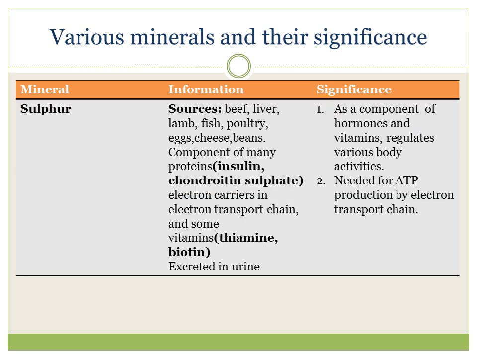The next mineral is sulphur. Sources of sulphur are beef, liver, lamb, fish, poultry, eggs, cheese, beans, etc. And it is a component of many proteins such as insulin and chondroitin sulfate. It is also a component of electron carriers in the electron transport chain, and also some of the vitamins such as thiamine and biotin. It is mainly excreted in urine.